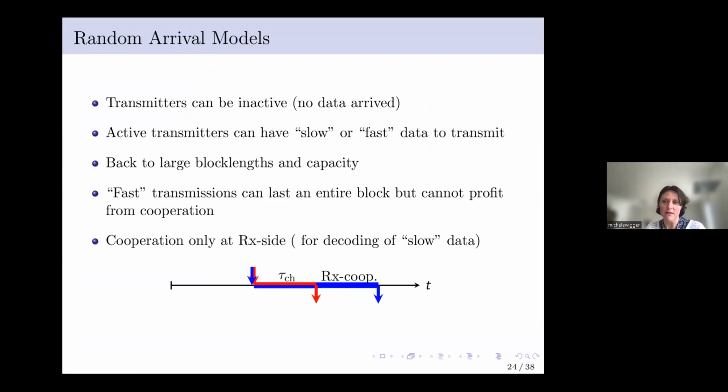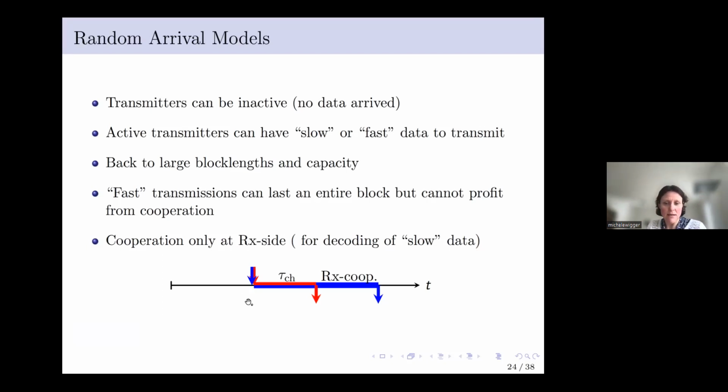This finite block length analysis is rather complicated. We've been working a bit more on the random arrival models. So here we assume we again have a network, and in this network, some transmitters are active because they have data and some others are not. In particular, we assume that each transmitter is going to get fast data with a certain probability and slow data with a certain probability. And once we know the realization of these data arrivals, we can decide on how to do the coding. Okay, we'll also get back to large block lengths and capacity for this last part of the talk.